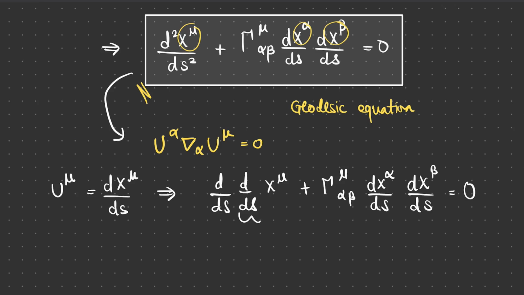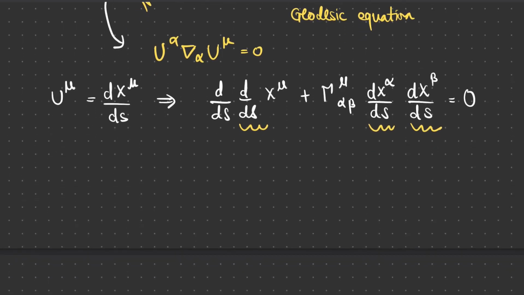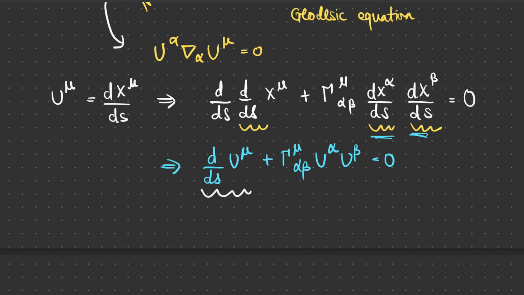And so I can replace these terms with the corresponding four-velocity. So we get d by ds of u mu plus gamma mu alpha beta, and these two terms will be the four-velocity u alpha and u beta. And further, I would like to write this term as here. Let me just use this.